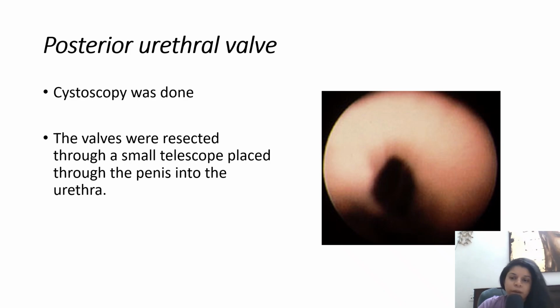This should ideally have been detected early in the infant period itself, during a routine checkup, if possible, if the child is maturating properly and voiding with force. If it was detected early, both kidneys would have been salvaged, and the technique to treat this condition is a cystoscopic technique. That is, you insert a cystoscope through the urethra and the valve is resected out, through a small telescope placed through the penis into the urethra.